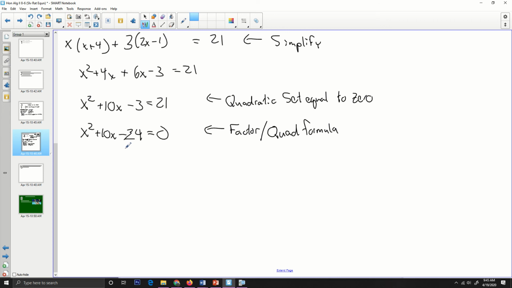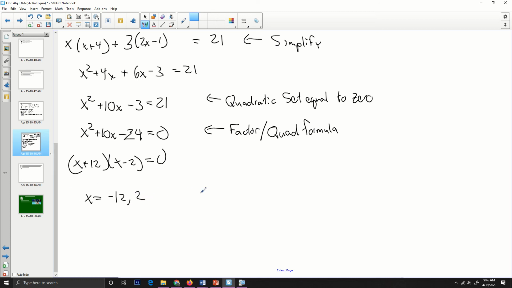Positive 10 and positive 12 and negative 2, that'll work. So x plus 12, and then x minus 2. Positive 12 times negative 2 is negative 24, and positive 12 and negative 2 is positive 10. So that's going to work. My solutions here are going to be x equal to negative 12 and positive 2.